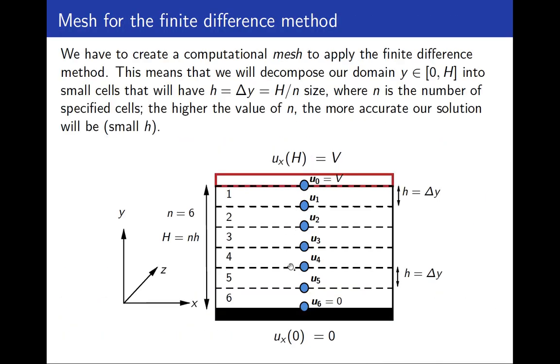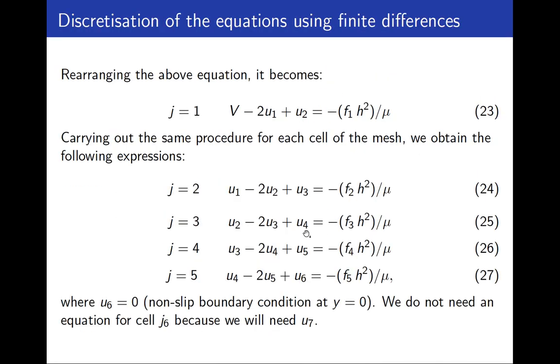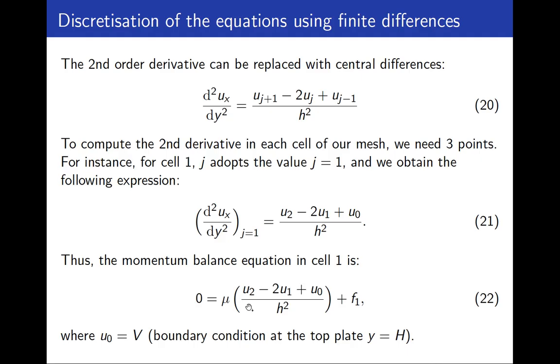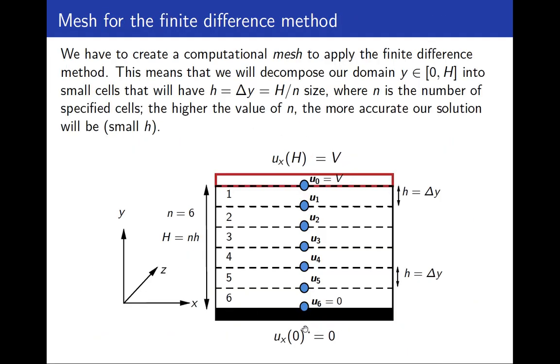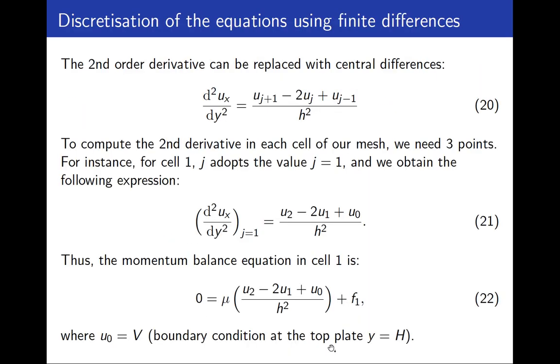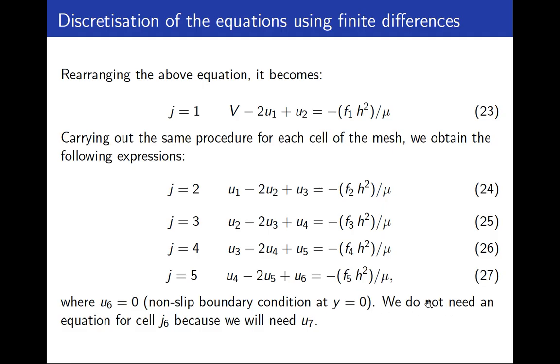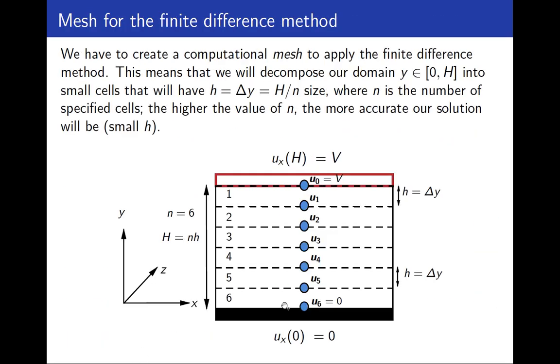So you do the momentum balance equation for each of the cells. And u6 is 0, because u6 is defined here at the bottom plate, and we know from our boundary condition that the velocity at the bottom plate is equal to 0. We also don't need an equation for cell 6, because that would imply that we need u7, which is already outside the domain, so we don't need a momentum balance equation for cell 6.